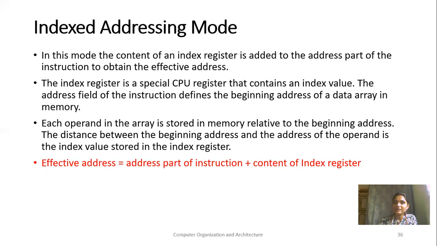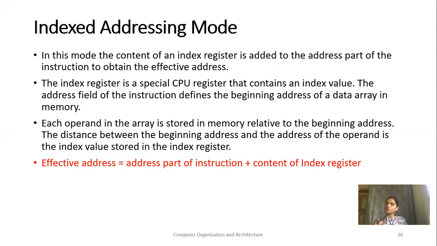Similarly, the next addressing mode is index addressing mode. In this mode, the contents of an index register are added to the address part of the instruction to obtain the effective address. As in the last mode we used the program counter, here we will use the index register. The index register is nothing but a special CPU register that contains an index value. The address field of the instruction defines the beginning address of the data in an array, and by using your index with different values, you will find the data, right?